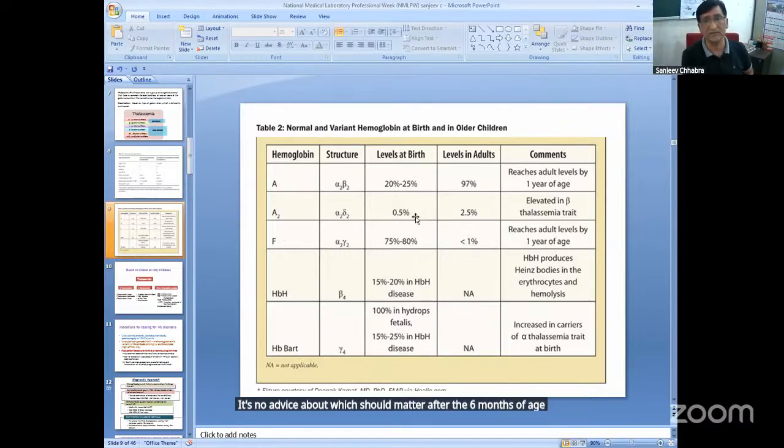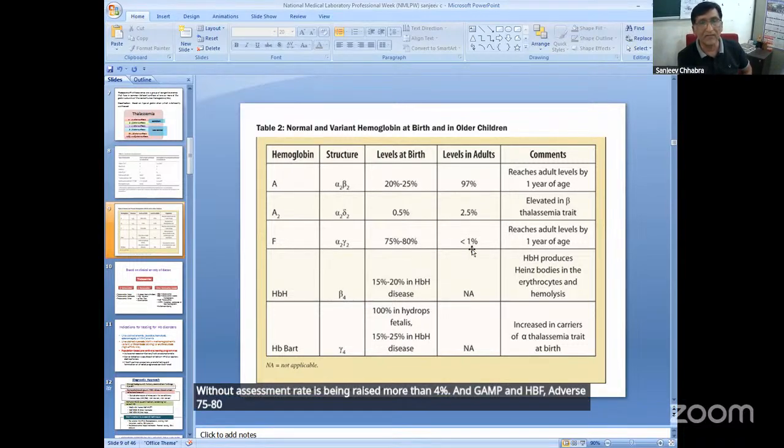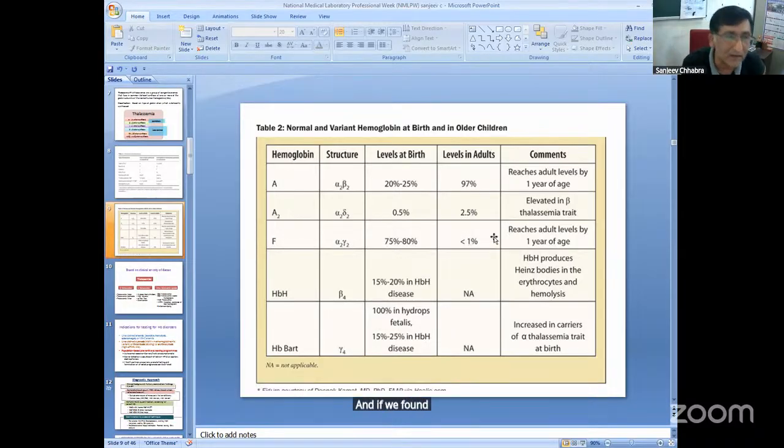This is the reason. An elevated HbA2 is a very good marker of beta thalassemia trait, being raised to more than 4%. And HbF at birth is 75 to 80%, in adults it is less than 1%. And if we find an increase in adult life, it indicates many conditions.